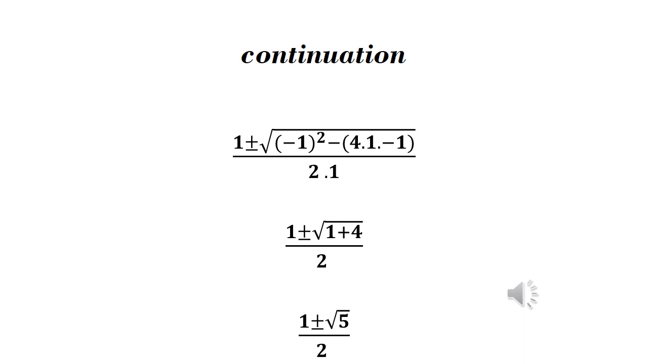If you have just minus 1 squared without the bracket, it's going to give you minus 1. But with the bracket now, it's going to be 1. Then we have minus times minus there, plus, then 4 times 1 times 1, 4. So we have 1 plus or minus root 5 all over 2.